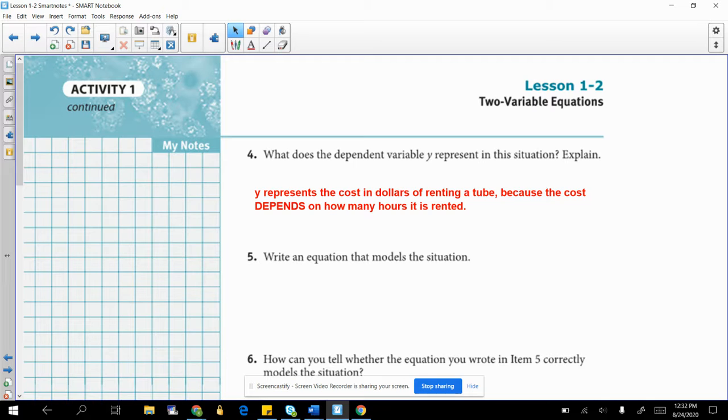But now it's asking us to write an equation that models the situation. And what we did in lesson 1.1 may help with this a little bit, but we know for sure that x is going to represent the number of hours, right? So let's go ahead and write that off to the side, just like we were doing in the last lesson. Number of hours.